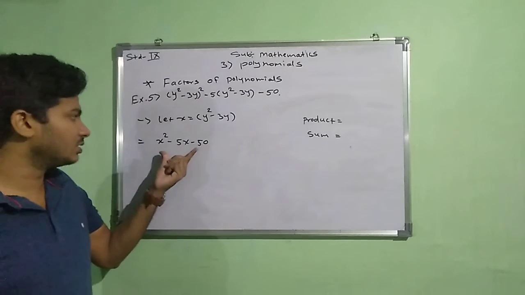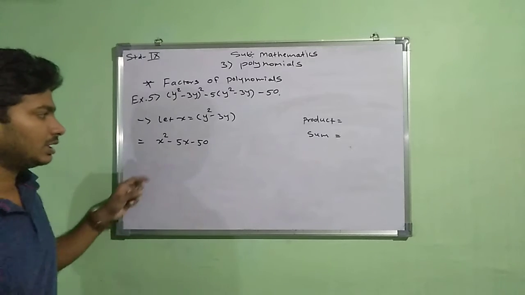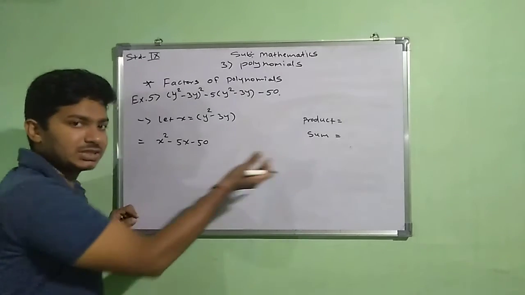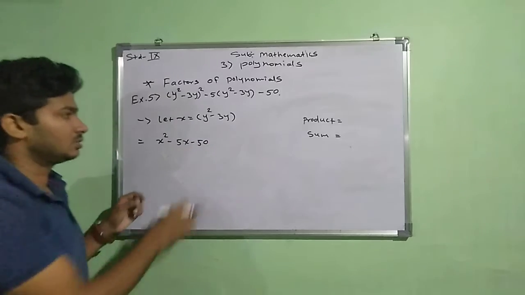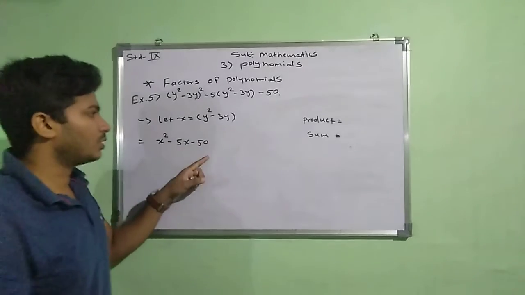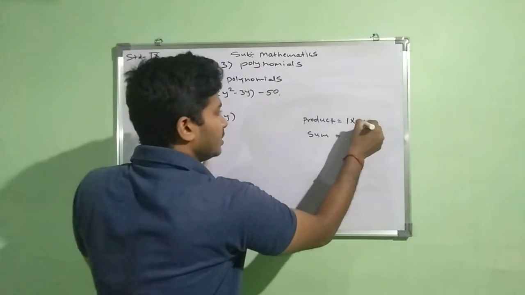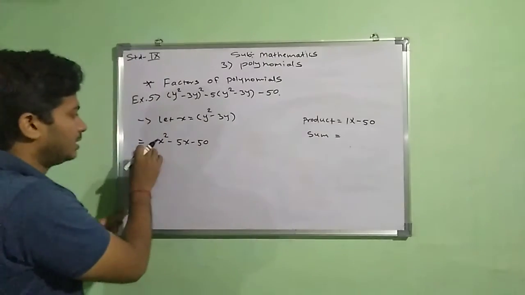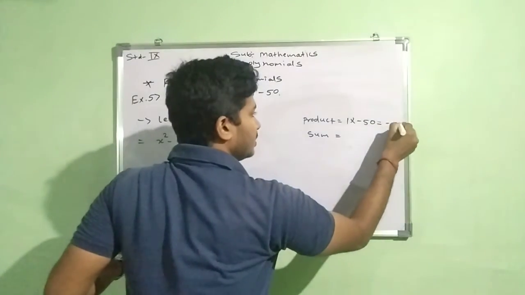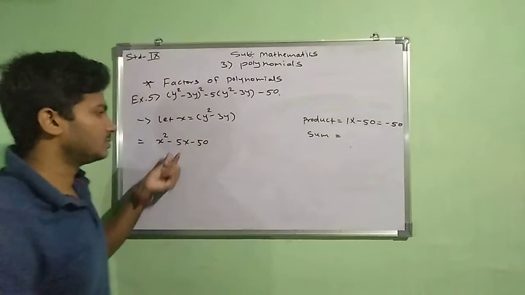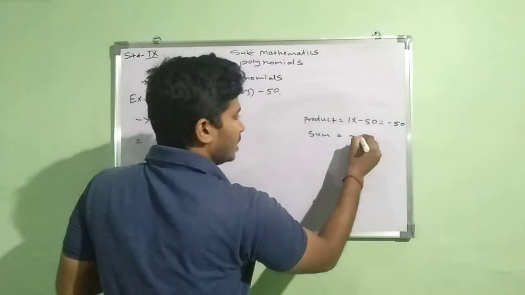Now if you look, this example is a quadratic equation. You can see it is in standard form, which is x² + bx + c. Now we can find the factors of the given question. So again we have to use the same method. The product we want is 1 times -50, since the constant term is -50 and the coefficient of the square term is 1. So the product will be -50. And the sum, which is the middle term, we want is -5.